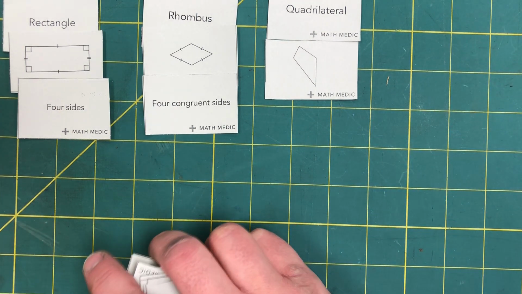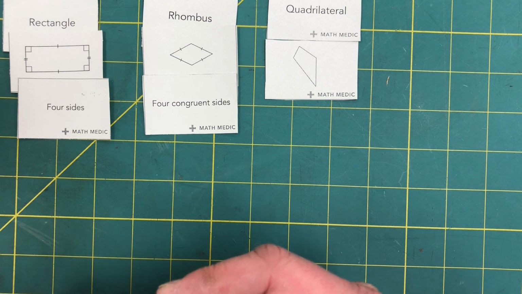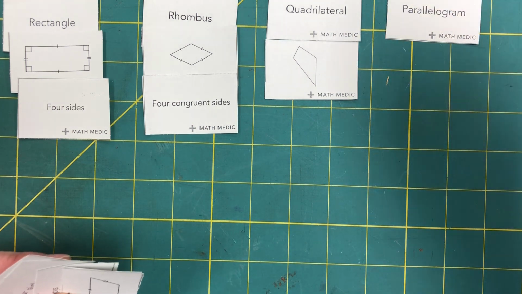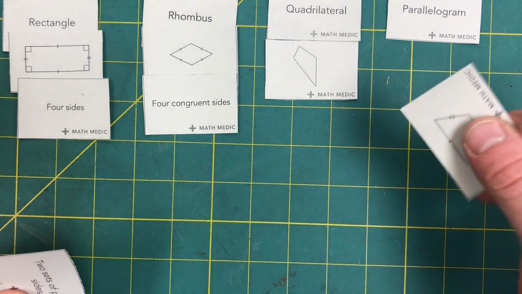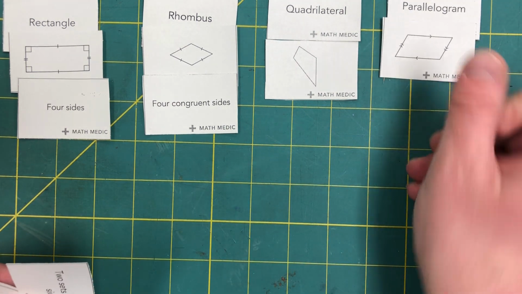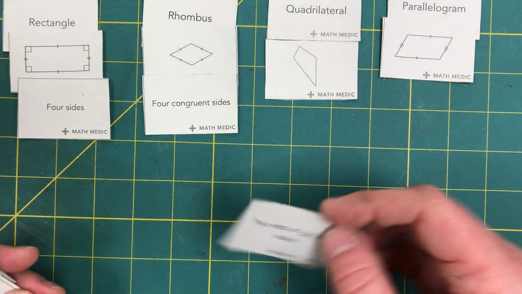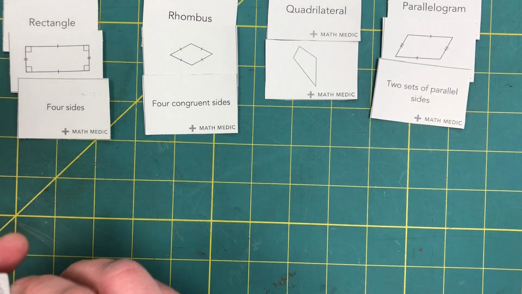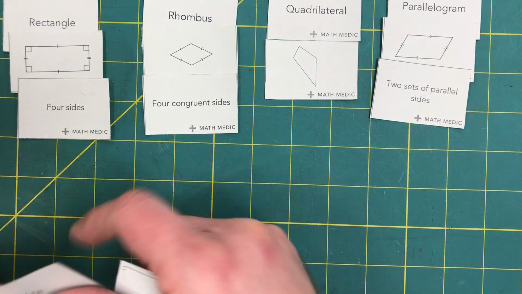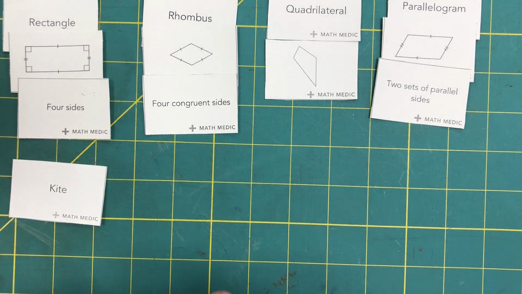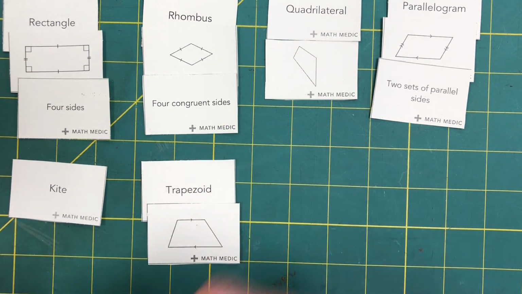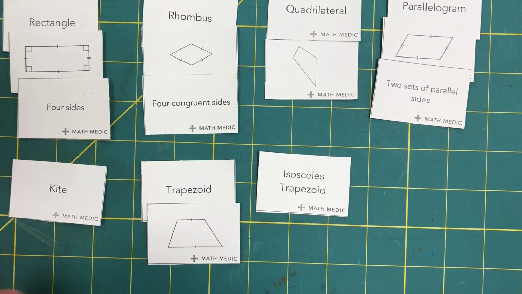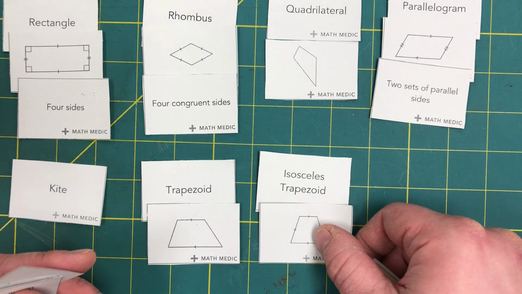So I have room for four here. So let's see, I've got the word parallelogram. I've got the word, oh, this looks like a parallelogram. Two sets of parallel sides. Oh, that's what it is, all right. Let's see, then we've got a kite, a trapezoid. Oh, here is the trapezoid. We have isosceles trapezoid, okay. Oh, and here's the isosceles trapezoid.